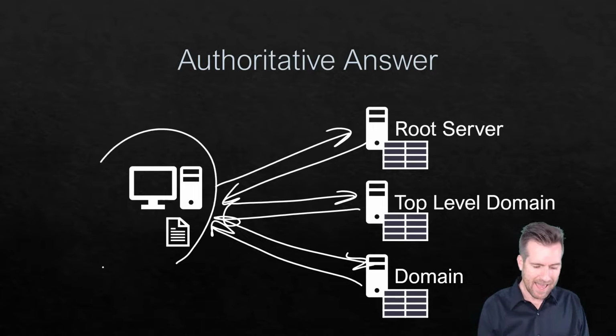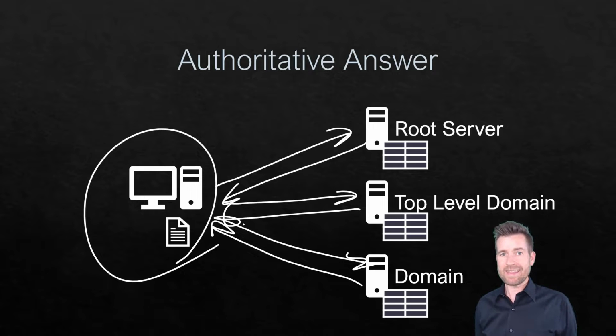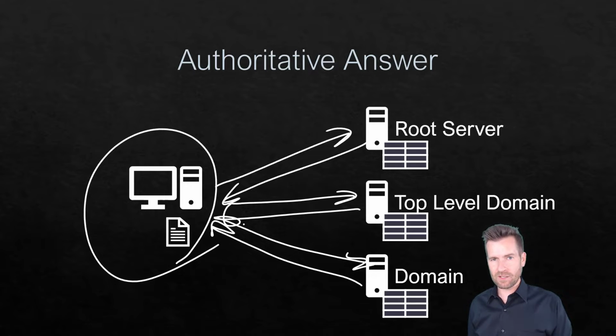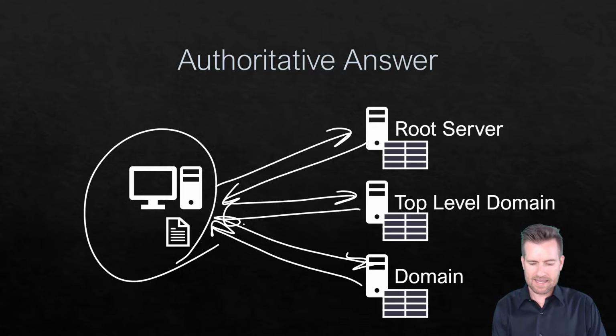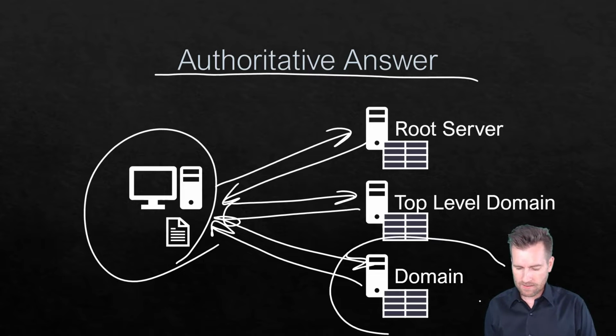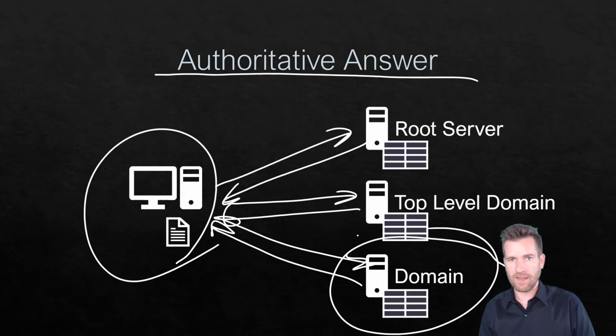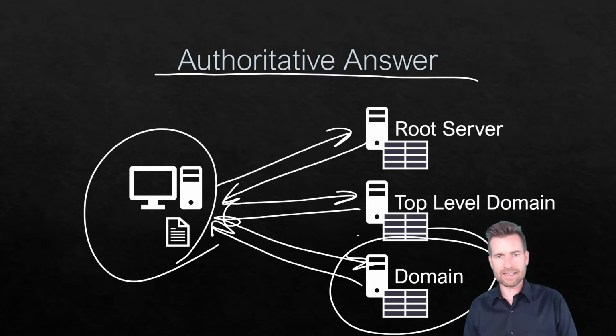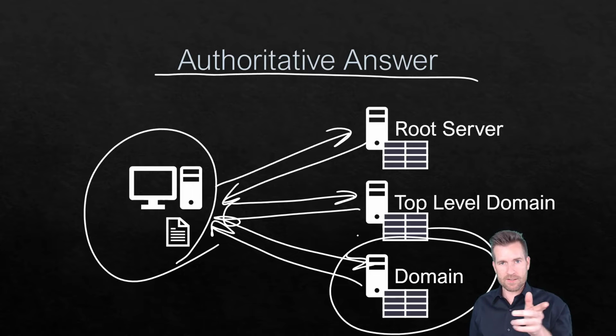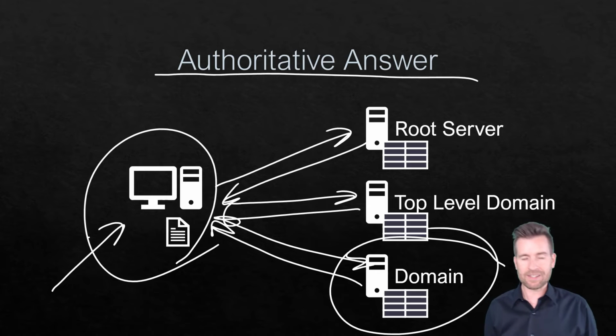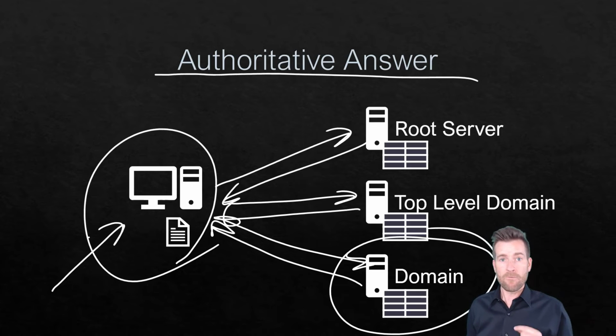But the question is how does your machine know that it's the IP address that it's looking for? And the answer is this server right here gives an authoritative answer. There is a bit within the DNS response. It turns that authoritative bit on, which tells this machine you are now getting the IP address for www.technosurge.com.